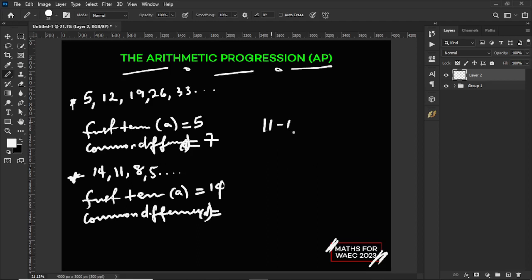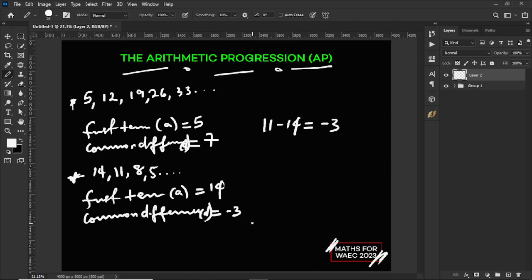11 minus 14. 11 minus 14 will give what? Minus 3. So it should be minus 3, not 3. That's minus 3. That's how to check for writing the first term and the common difference.